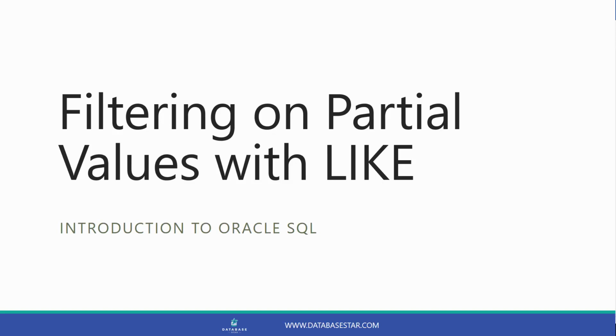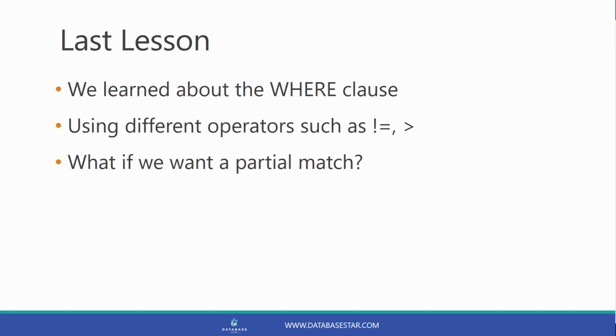Filtering on partial values with like. In the last lesson, we learned how to use the where clause and use different operators, such as not equal to and greater than. This all works well if we want an exact match to a certain value. But what if we want to do a partial match?